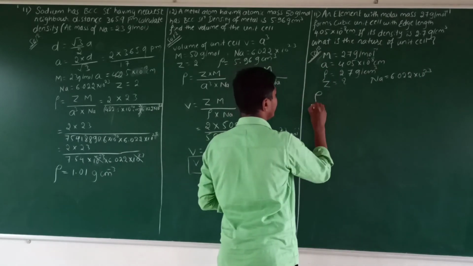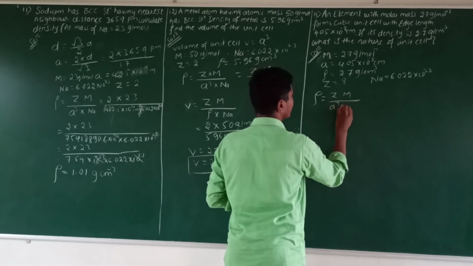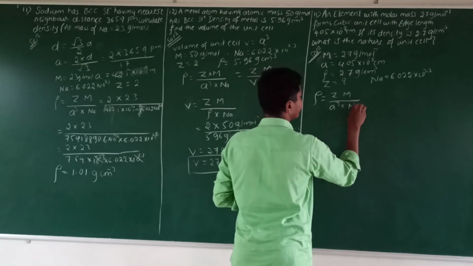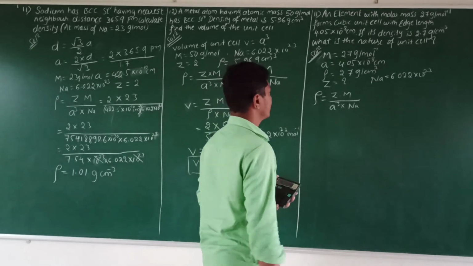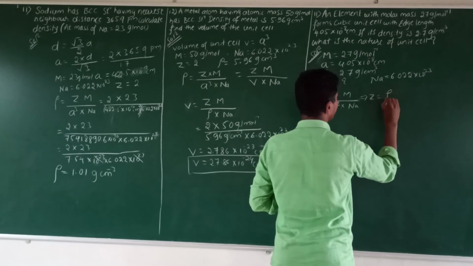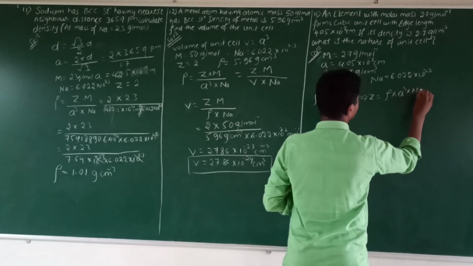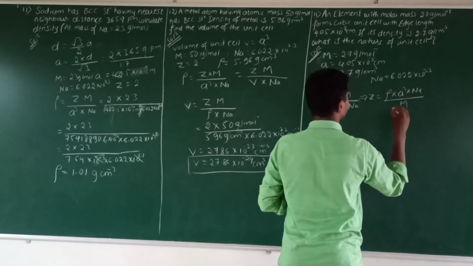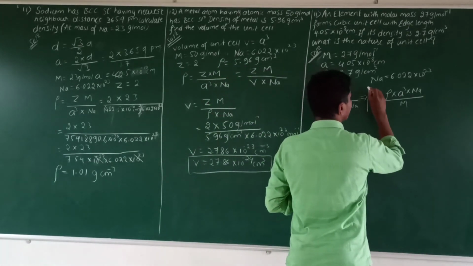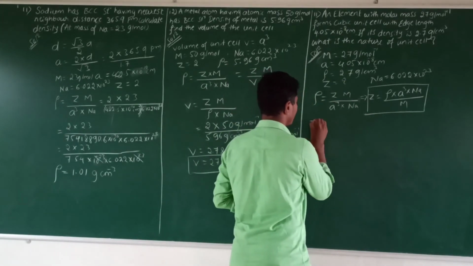Okay, what is the formula? Density is equal to Z into m divided by a cube into NA. We want Z here, that's why this is going to change. Z is equal to density into a cube into NA divided by m. This is the necessary formula for this problem.